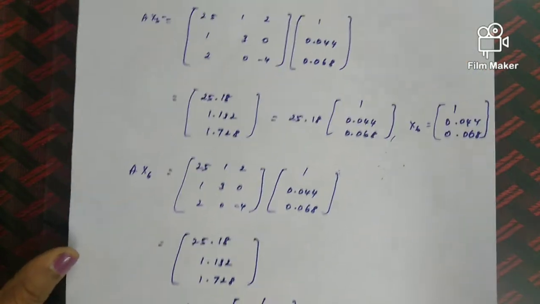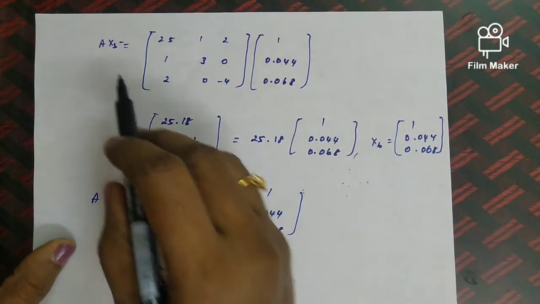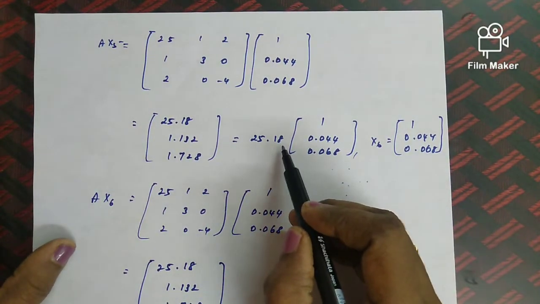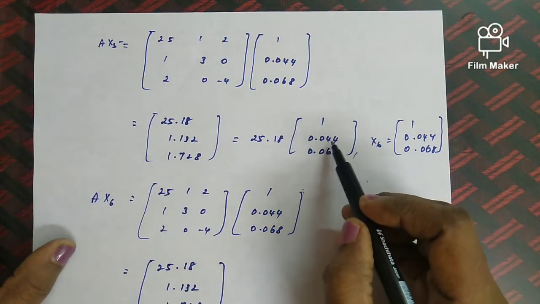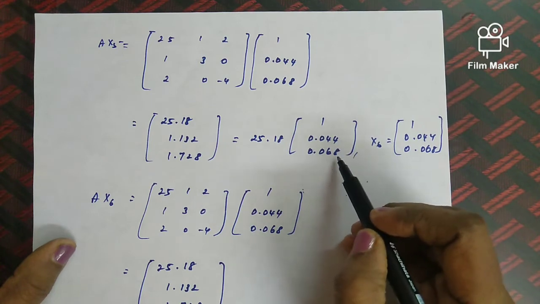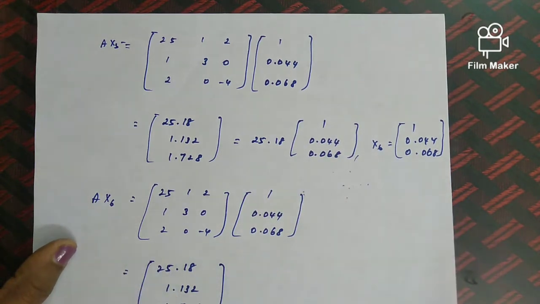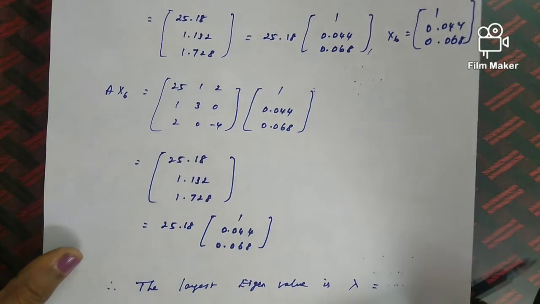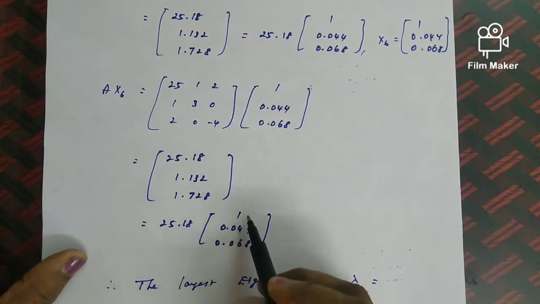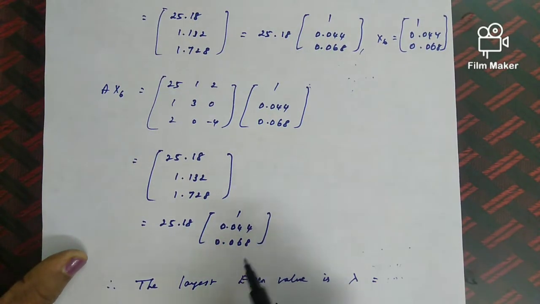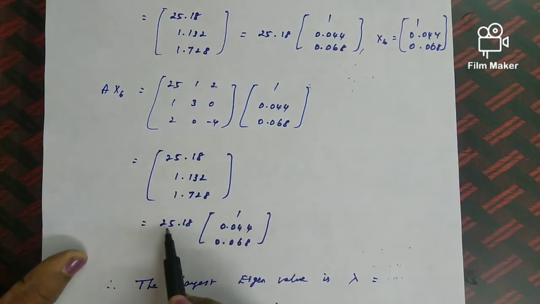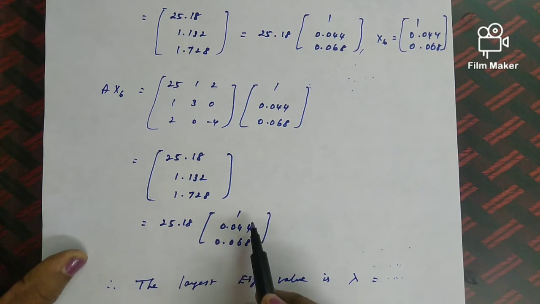Because look at the Ax5 answer. Ax5 answer is 25.18 with the matrix 1, 0.044, 0.068, and here in Ax6 also we are getting the same value. Okay, 25.18 and the same vector. That is the reason why we are stopping the procedure at Ax6. So from this we can conclude, this is our lambda and this is the eigenvector.